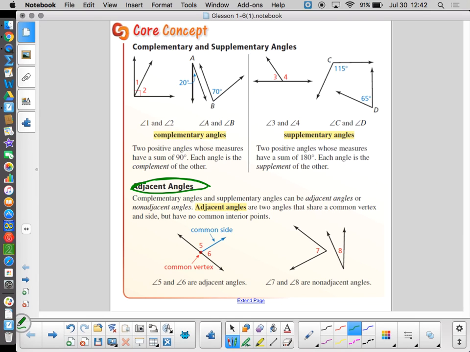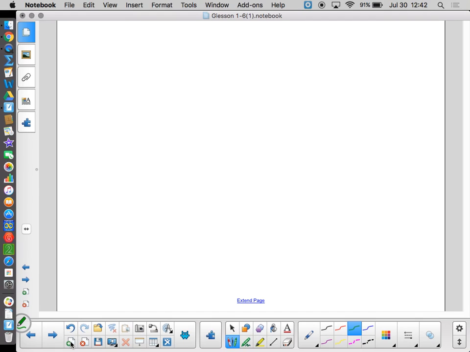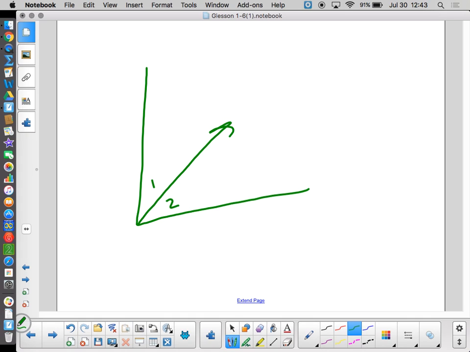Adjacent angles are simply angles that share the same vertex, that share a common side, and do not overlap each other. Angles 5 and 6 here are a great picture of adjacent angles. Another picture of adjacent angles, I could do it pretty easily. Angles 1 and 2 here are adjacent angles. So not very difficult to draw adjacent angles.